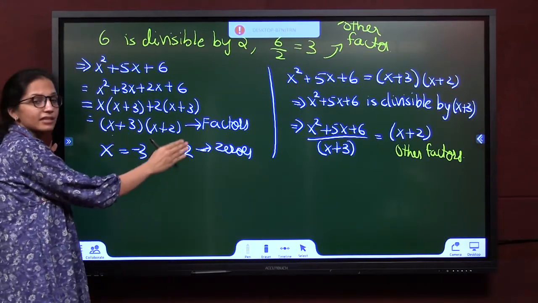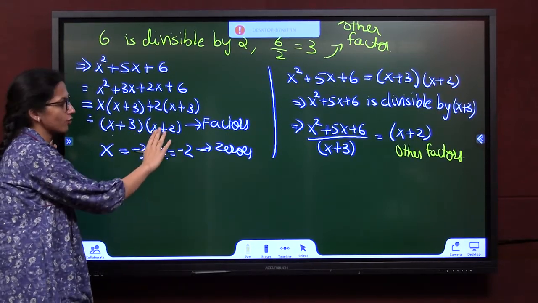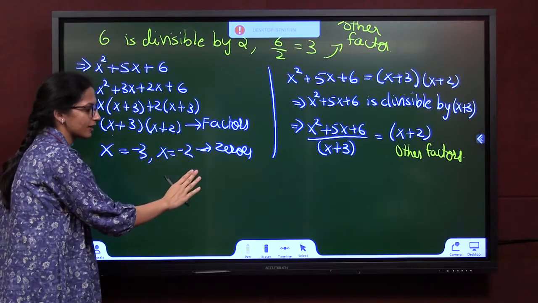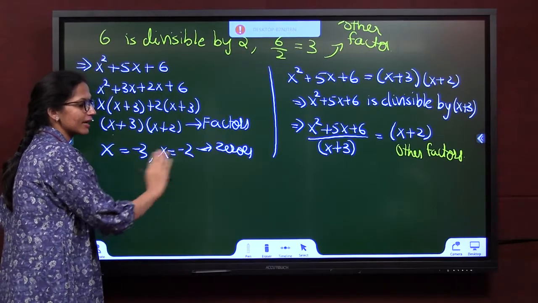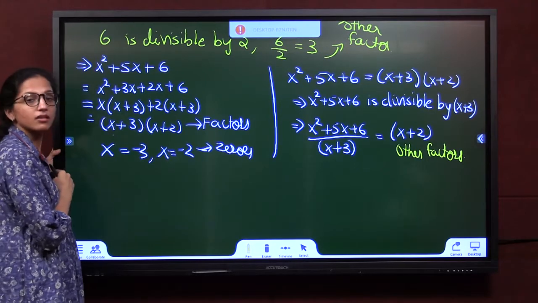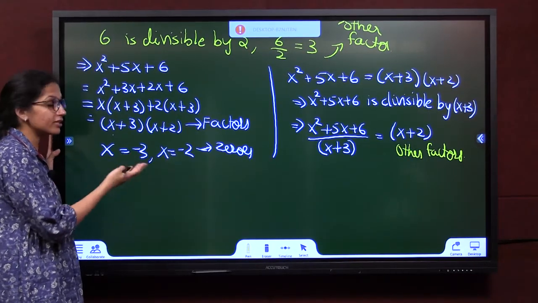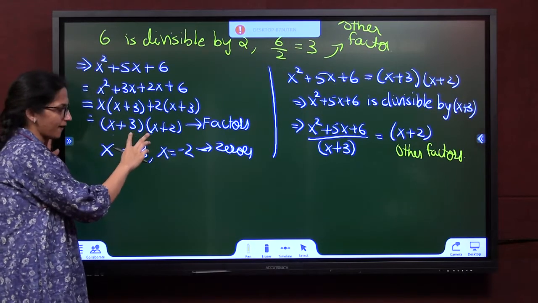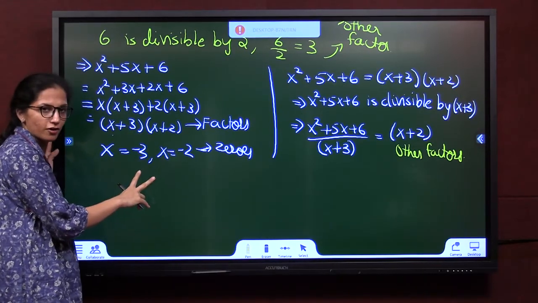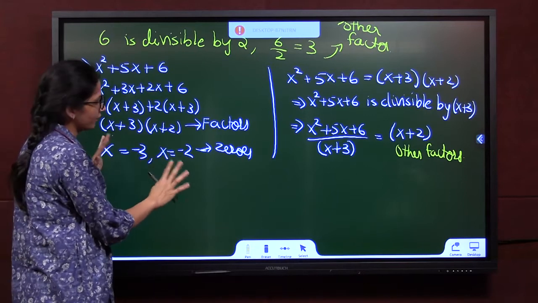Then you take x plus 3 equals 0, you get x equals minus 3. You take x plus 2 equals 0, you get x equals minus 2. This minus 3 and minus 2 are called the zeros of the equation, or zeros of the polynomial. So these are the factors of the polynomial, these are the zeros of the polynomial. Fine till here, fine? Yes.